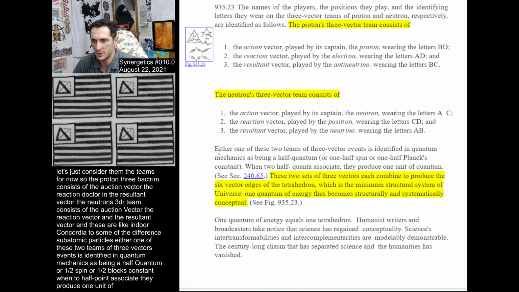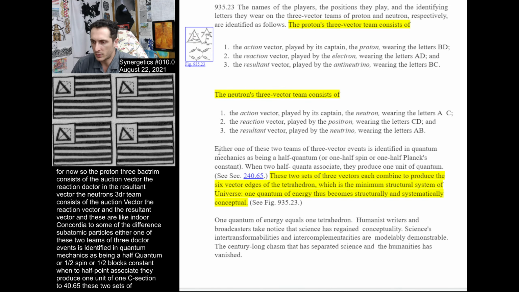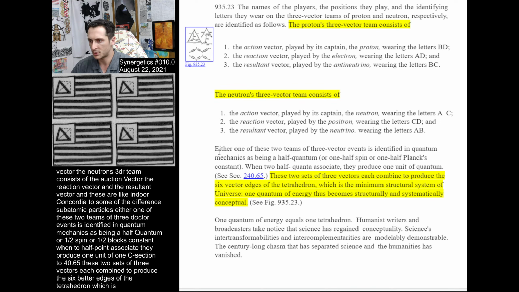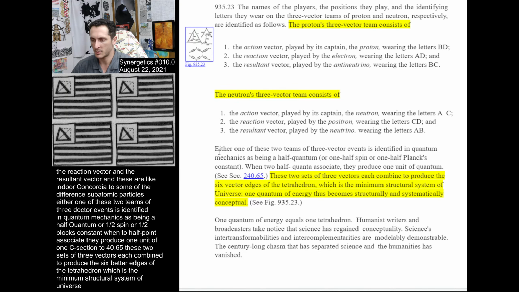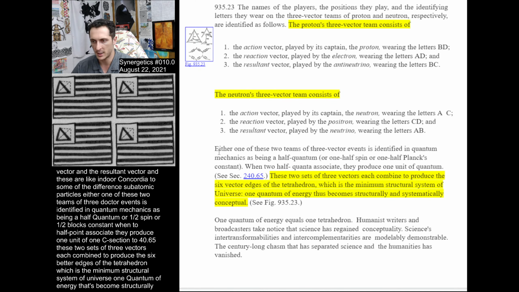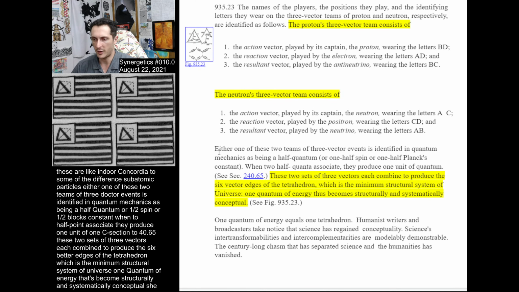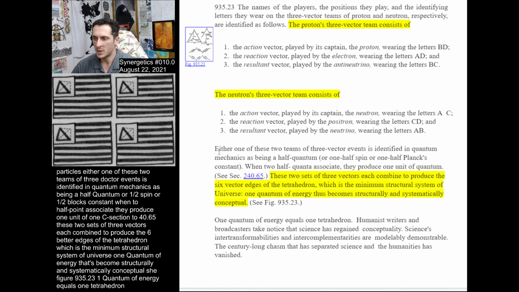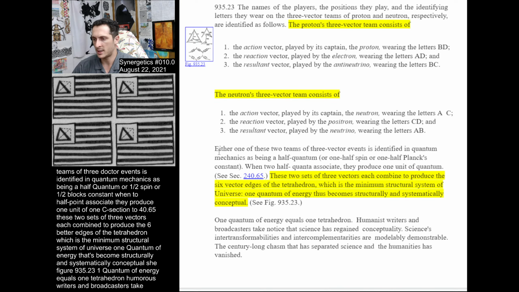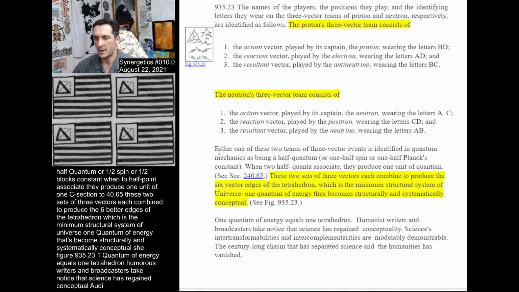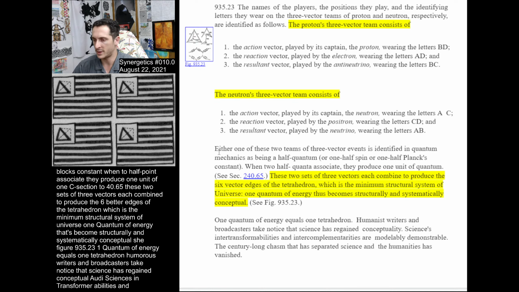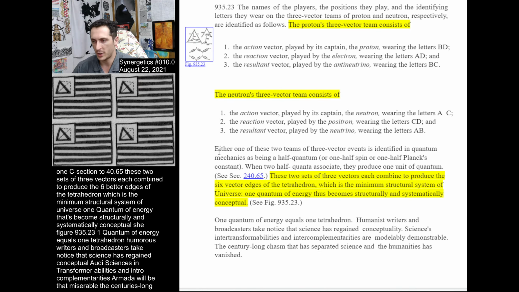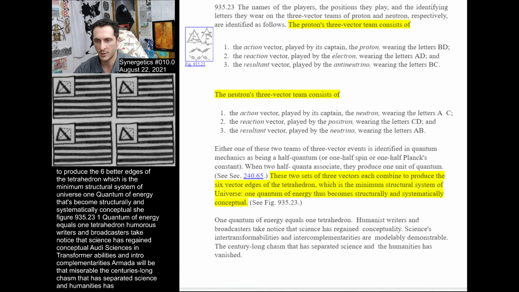See section 240.65. These two sets of three vectors each combine to produce the 6 vector edges of the tetrahedron, which is the minimum structural system of universe. One quantum of energy thus becomes structurally and systematically conceptual. See figure 935.23. One quantum of energy equals one tetrahedron. Humanist writers and broadcasters take notice that science has regained conceptuality. Science's intertransformabilities and intercomplementarities are modelably demonstrable. The centuries-long chasm that has separated science and the humanities has vanished.